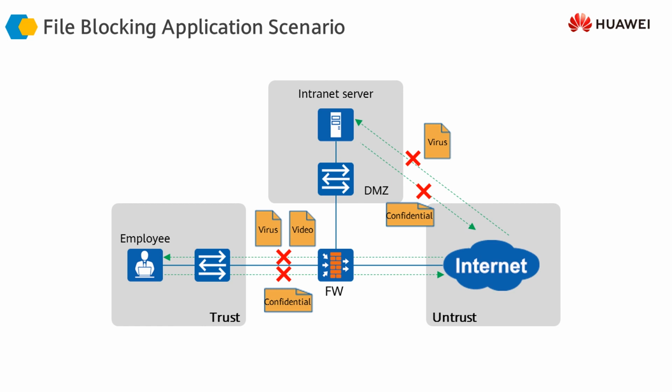Similarly, if they're trying to upload a file or send a file out to the internet which is confidential, our file blocking technology could block that file so that our data leakage could be prevented and our information could remain confidential and secure.